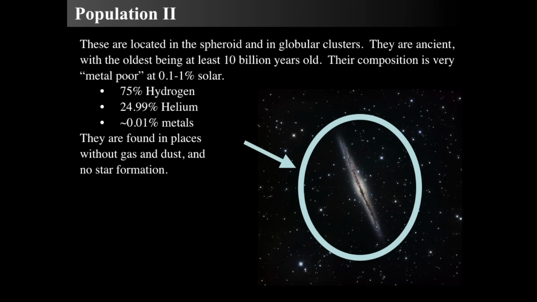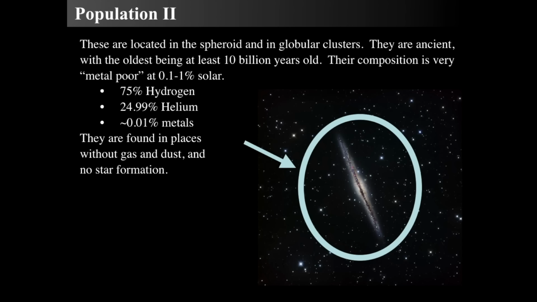All right, so then he divided up the second group, which is Population 2, and they're located in the spheroid and the bulge. That's globular clusters and the spheroid component, and they are extremely ancient stars, the oldest being up to at least 10 billion years old. And their composition has almost no metals in it. In general, they're at most 1% that of solar, and at the very least 1/1000th of that of the sun. They have a lot more hydrogen, about 5% more, a lot less helium by comparison, and very little metals.